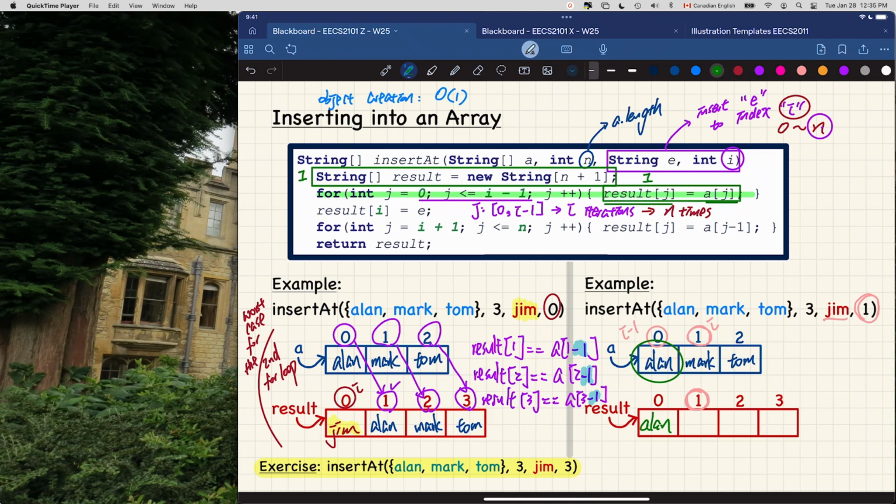But overall, I'll put a star here. It's going to be big O of how many iterations? N iterations, because the maximum value for I can just be n. So that'll be n times 1. Think about the n over here as the max value of I, and the 1 here is simply just a copy.